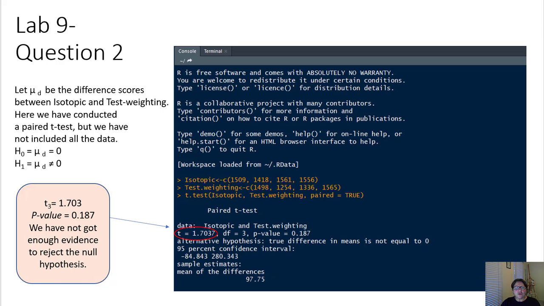Now in question 2, you again have a paired t-test, and let mu d be the difference scores between isotopic and test weightings. Here we have conducted a paired t-test and you have the test statistic as 1.703, because the number of data is smaller. You will see that the p-value is large and you don't have enough evidence to reject the null hypothesis.